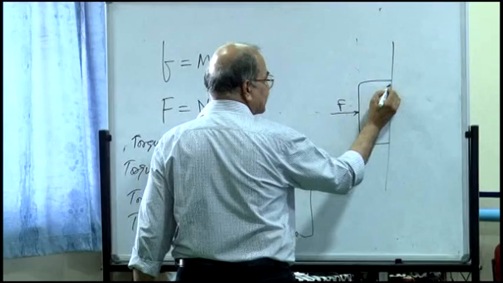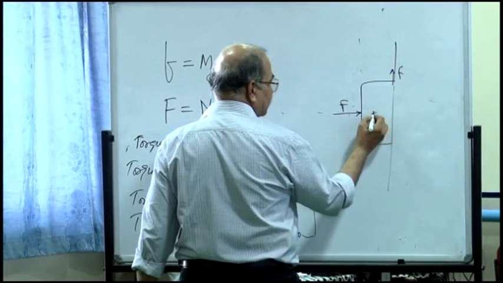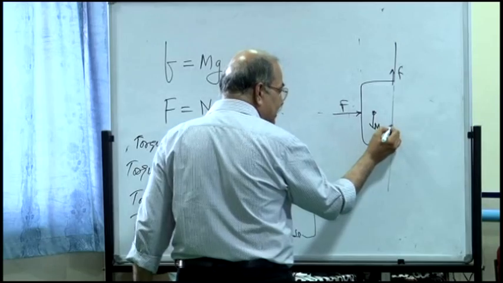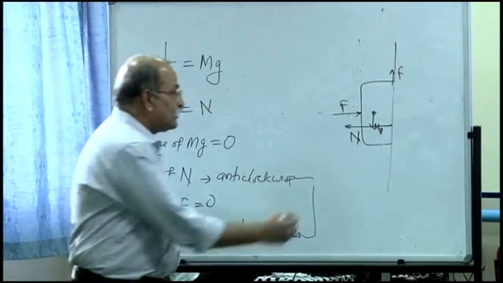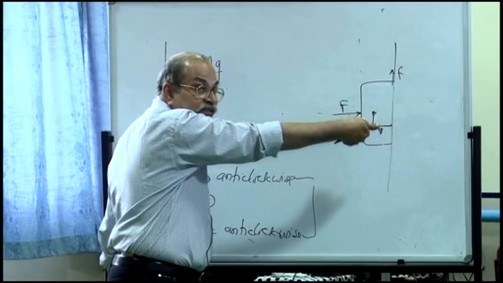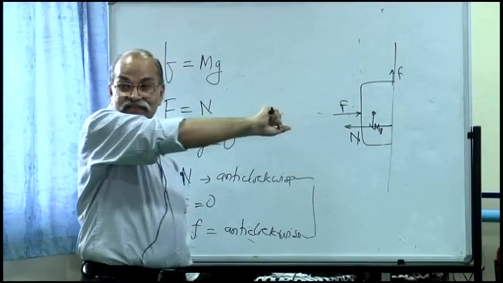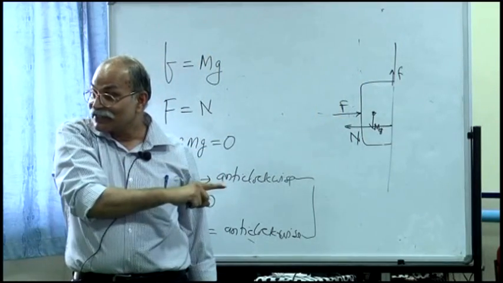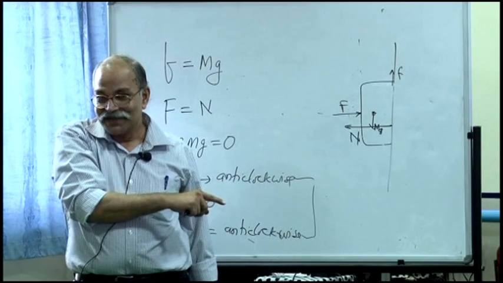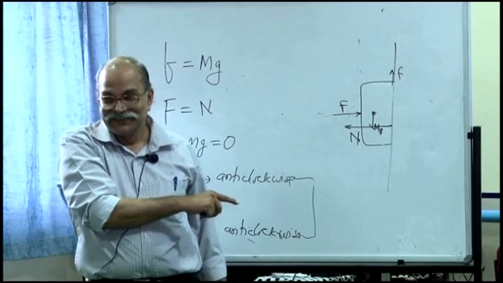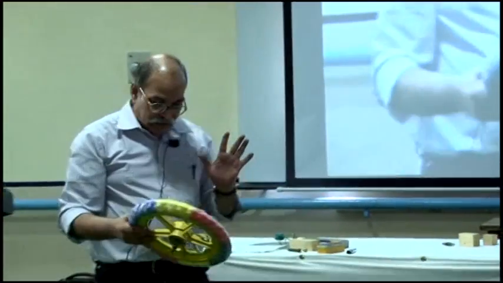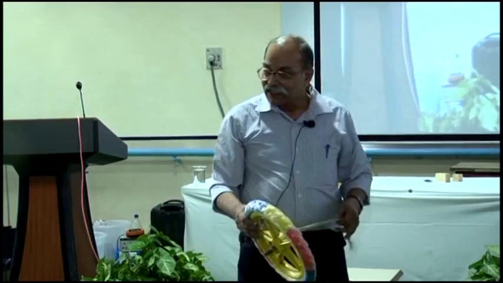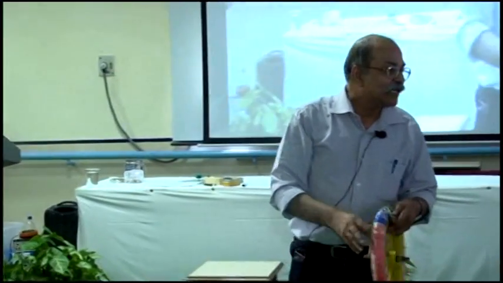I am pushing it here, friction is here, mg is here, and the normal force must be like this. It shifts down, so that now the torque of this N is clockwise and the torque of this friction is anti-clockwise, and they balance each other, and the total torque is 0. Right? So that is how the equilibrium is analyzed. I'll just do this demonstration and leave it to you to analyze.